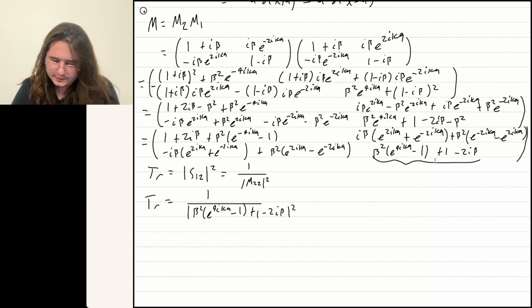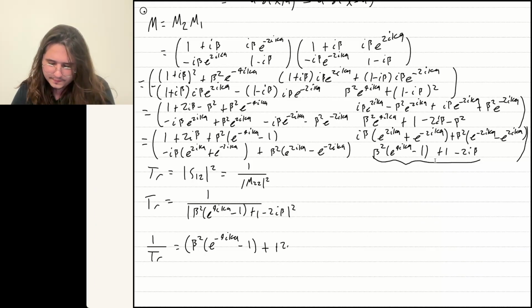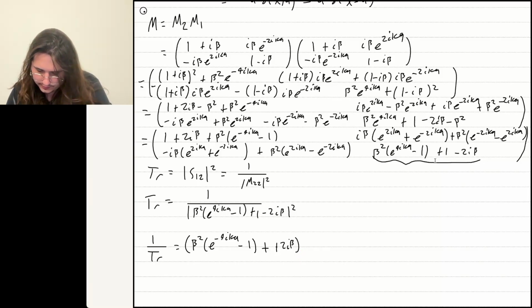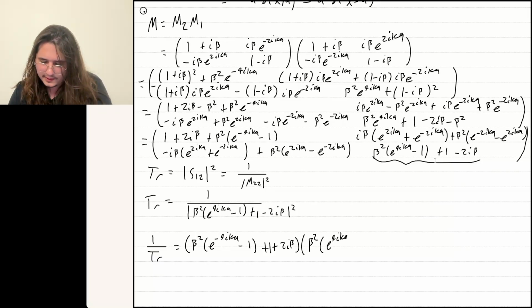So let's just do the inverse of this equation before things get hairy. So we're doing the mod squared, so we're going to do the stuff dependent on the complex conjugate of this, times that, which is the worst plus I think I've ever seen in my whole life, times the regular version, so beta squared e to the 4ika minus 1 plus 1 minus 2i beta.